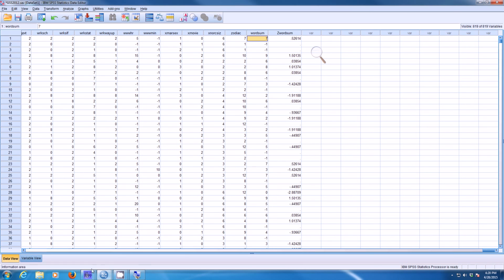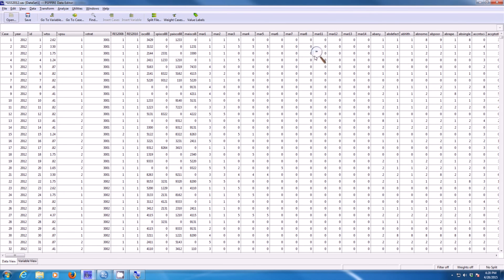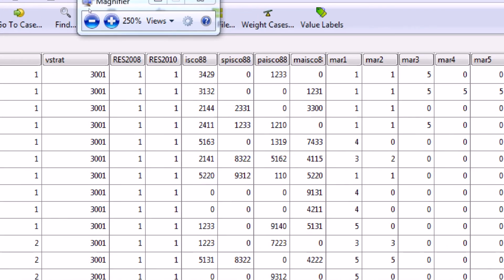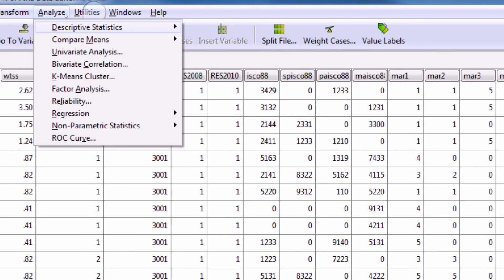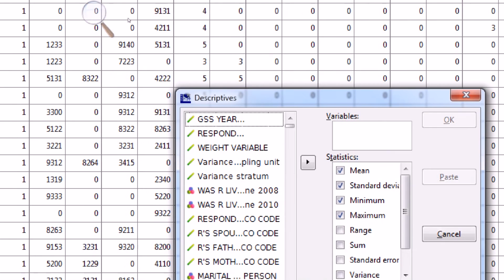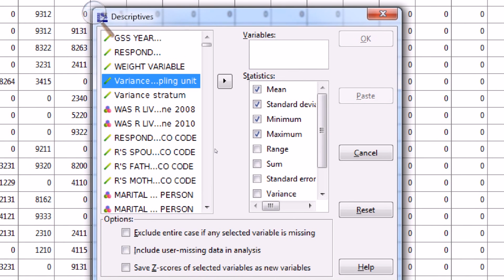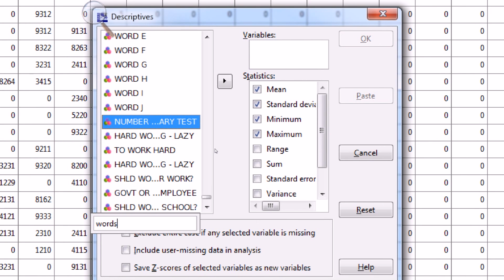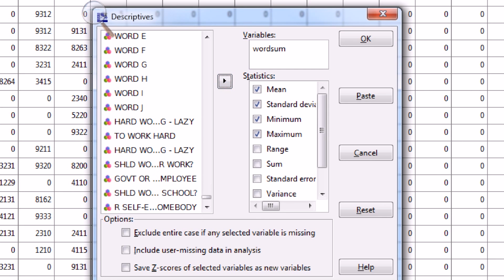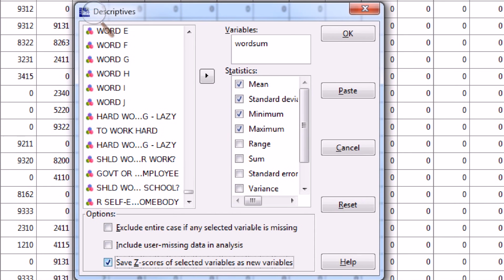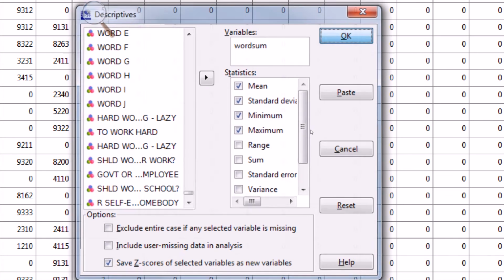Now we could also do something like this in PSPP. PSPP actually has some of the same capabilities. Unfortunately, the histograms are a little harder to make. But if we go to Analyze, Descriptive Statistics, and Descriptives, again, we can pick our word sum variable and just move it over to where it says Variables. Then we can put a check mark next to where it says Save z-scores of selected variables as new variables, and we can click OK.